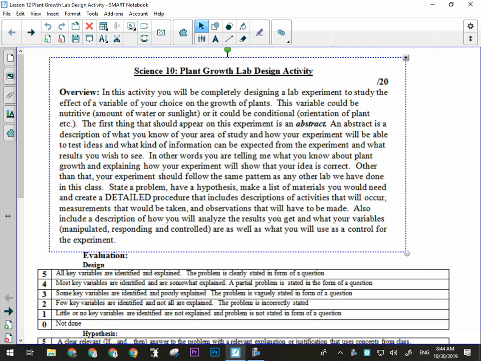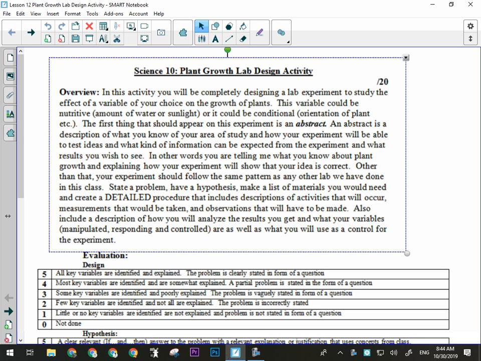So hopefully last night you gave a little bit of thought to what factor affecting plant growth you might want to design your experiment around today. Okay, so the expectation for your lab design is going to be as follows. A problem. So you have to come up with a problem, like what is the effect of light on plant growth, but obviously a little more in depth than that. Whatever your factor is going to be, that's your problem.